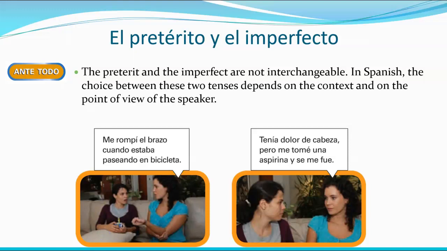Okay. The preterite, sometimes you see it written with an E, sometimes you don't. The preterite and the imperfect are not interchangeable. In Spanish, the choice between these two tenses depends on the context and on the point of view of the speaker. So we see a couple examples where we can see both the preterite and the imperfect being used together.